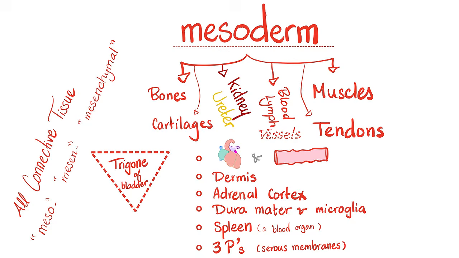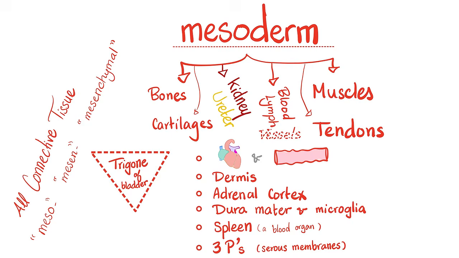The microglial cells are mesodermal, but the rest of the glial cells are usually ectodermal. So the microglia, which are part of the neuroglial cells, are mesodermal. However, the astrocytes, the ependymal cells, the oligodendrocytes, and the Schwann cells are all ectodermal in origin.